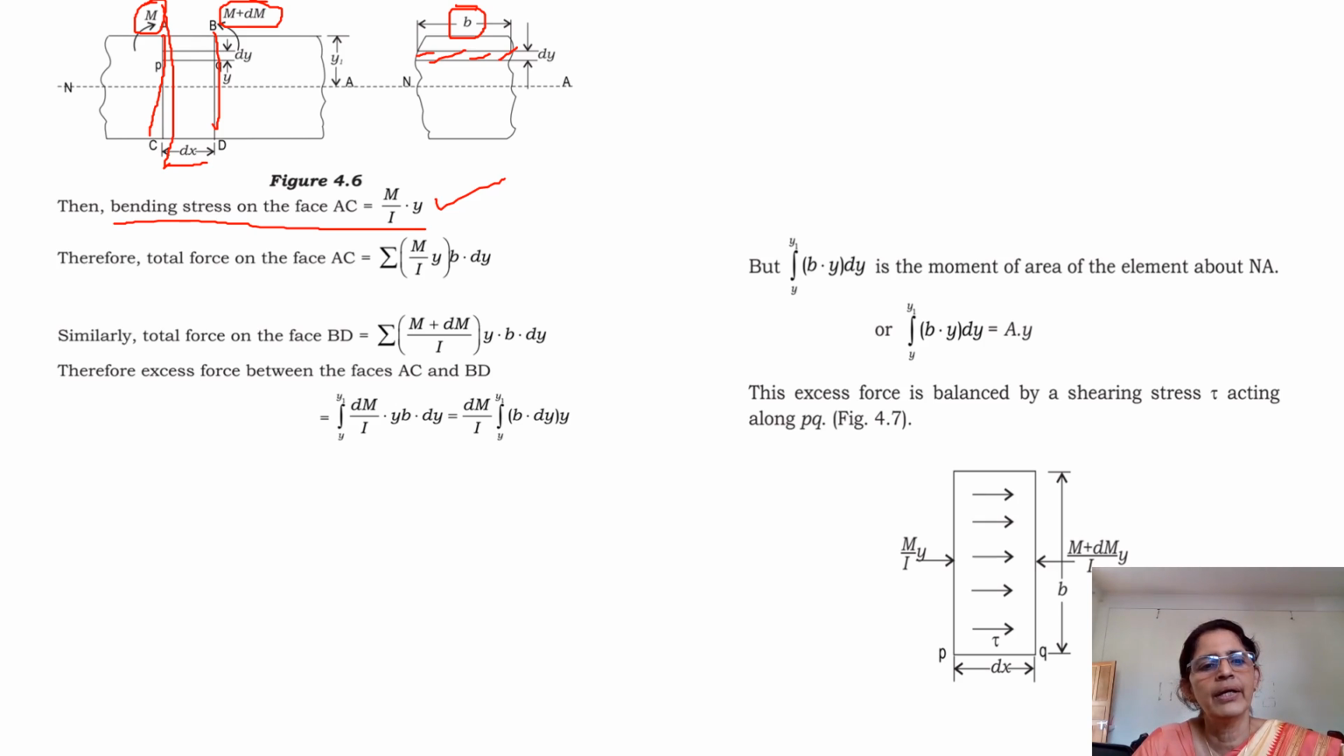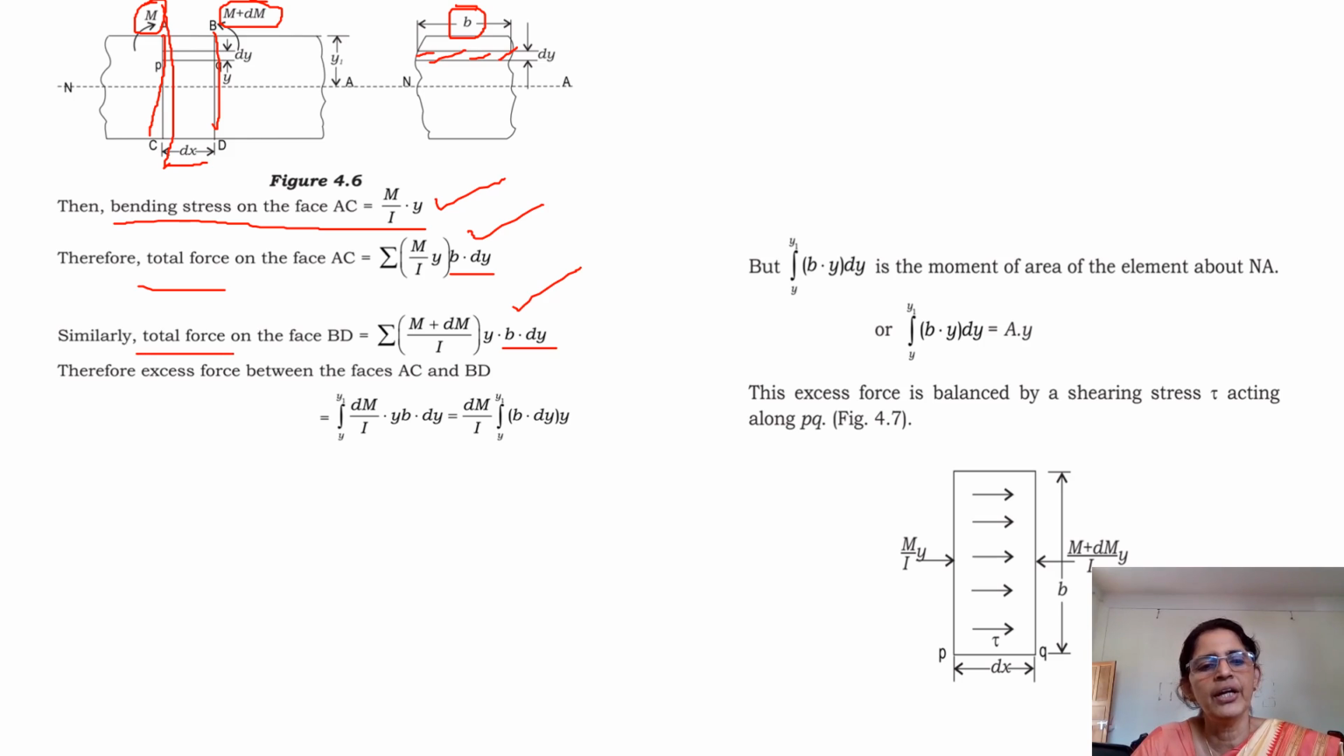Okay, then you are going for total force on the face AC. Having got the stress, you can find out the force as stress into area. That is the total force I have taken, so I have to take the summation. I have taken M by I into y, that is the stress, into area. What is the area of cross section? That is B into dy. This hatched portion is the area, that is width is B and thickness is dy. So this is the area B into dy and this is the stress M by I into y.